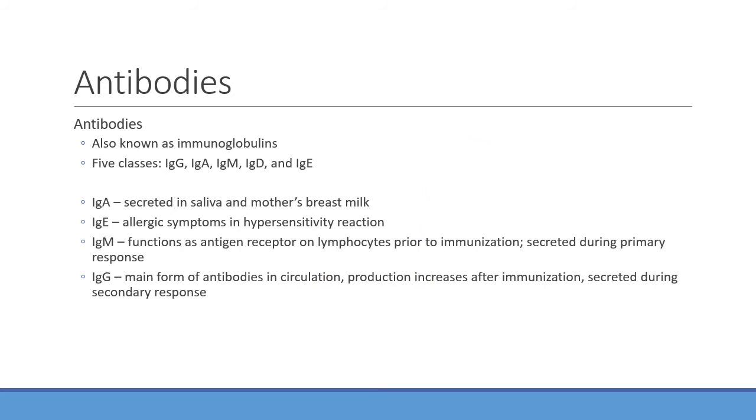And so the antibodies, five main types we're going to talk about here. Some of these are going to be a little bit more clinically important than others, but these are also known as immunoglobulins. So if you ever hear of a patient receiving immunoglobulins, basically they're receiving one of these. There's IgG, IgA, M, D, and E, and each of them have their own specific role here. So for instance, IgA is secreted in the saliva and also in mother's breast milk.